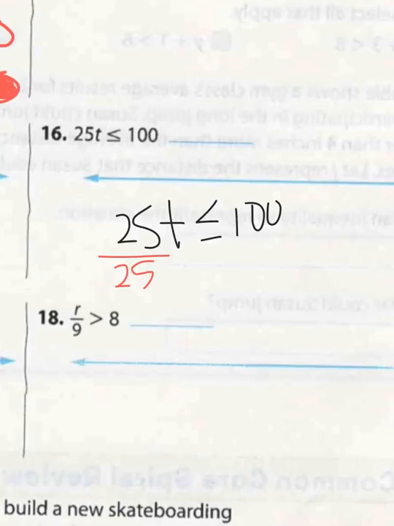I do it on this side, so that means I need to do it over here too. And then these will cancel each other out. I'll get t is less than or greater than, what's 100 divided by 25? Basically, how many quarters are there in 100? So that's going to be your answer, and it's up to you guys to graph it.